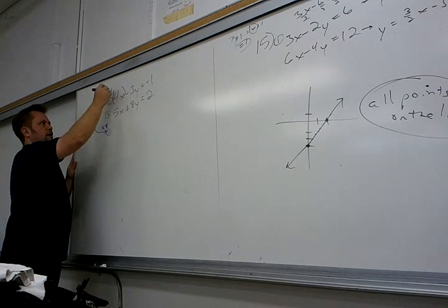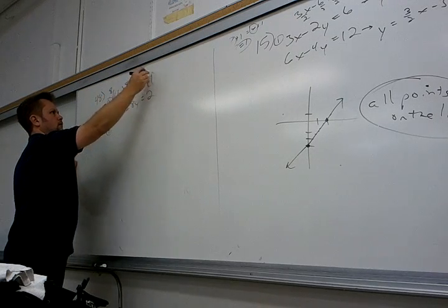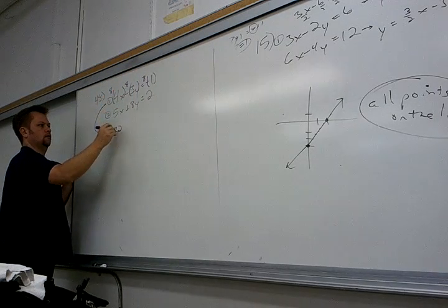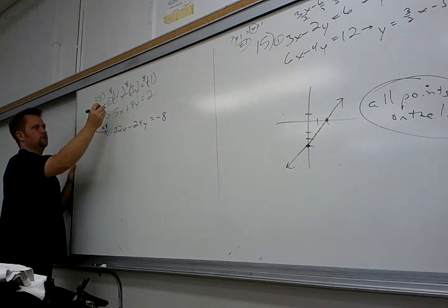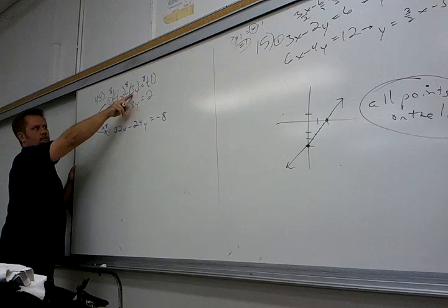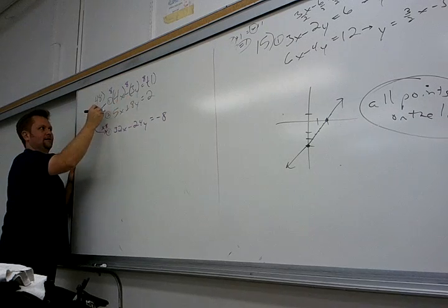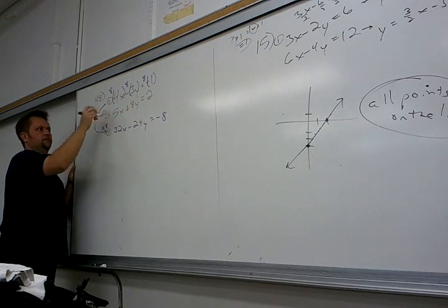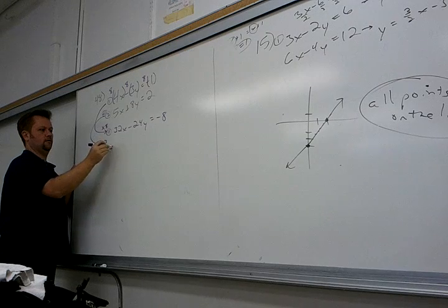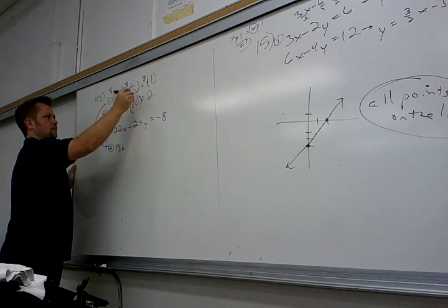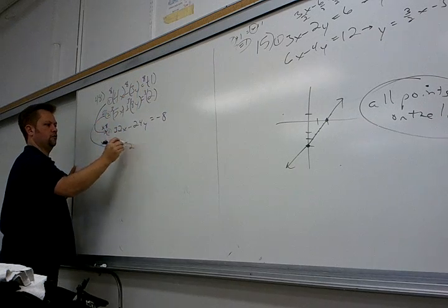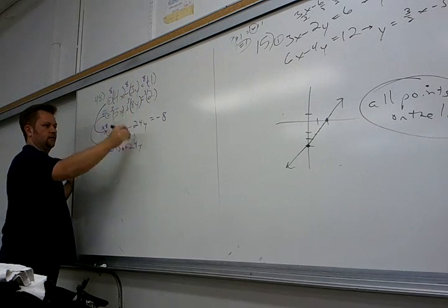So what do you get when you multiply this by 8? You get 32x, 24y, minus negative 8. Alright, and then multiply this one by 3. 15x, yep, plus 24y equals 6. See how the y's are going to go away now?